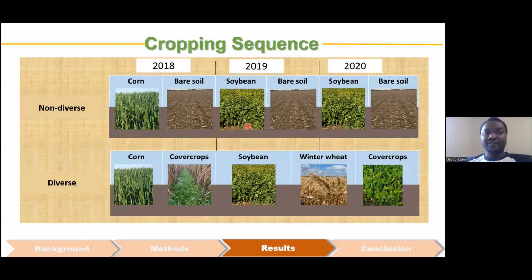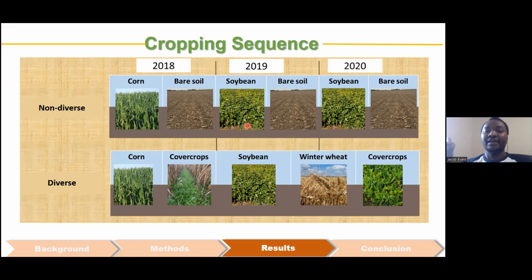The cropping sequence for this study is such that, like I said, the non-diverse treatment is the corn-soybean rotation, the predominant rotation in Ontario. Then I diversified this rotation to include a two-species cover crop mix, such as crimson clover and ryegrass, in the first year underseeded with corn. In the second year, after soybean harvest, winter wheat was sown to keep the ground covered through the winter.